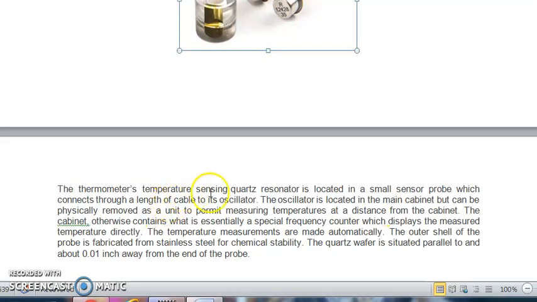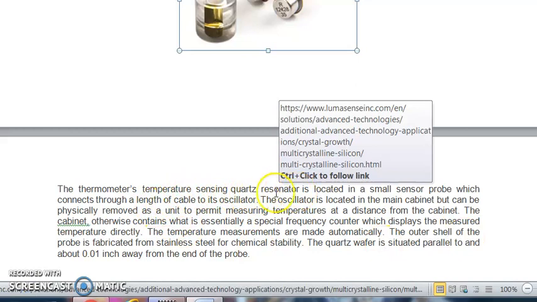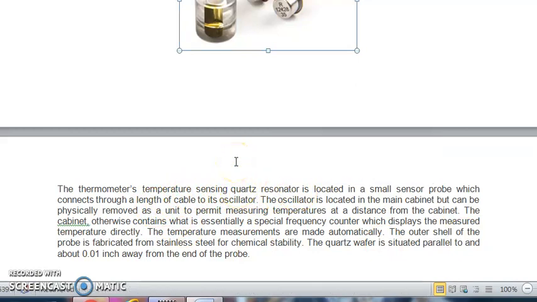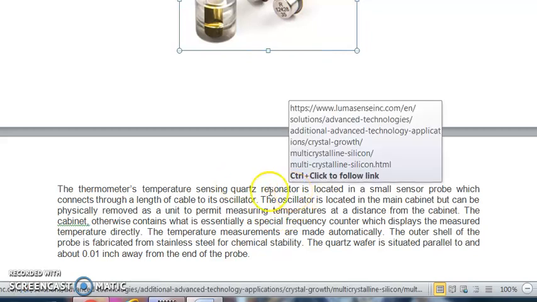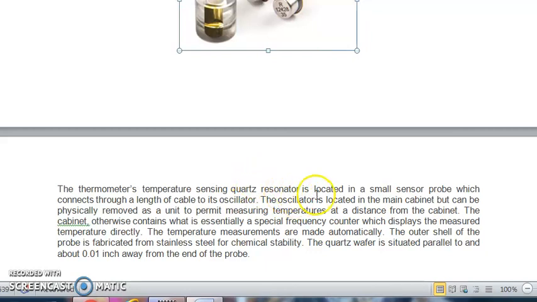The thermometer's temperature sensing quartz resonator. Resonator means if the temperature is changing, then the quartz has vibrations. So the vibrations have a constant frequency. So that quartz, since it is developing the frequency, is known as a resonator and is located in a small sensor probe. This is the probe, and it connects through a length of cable to its oscillator.